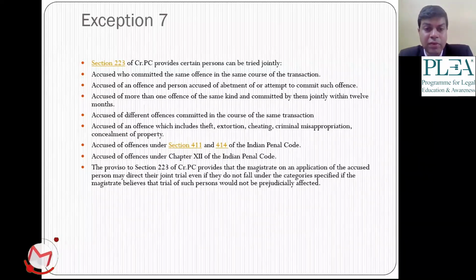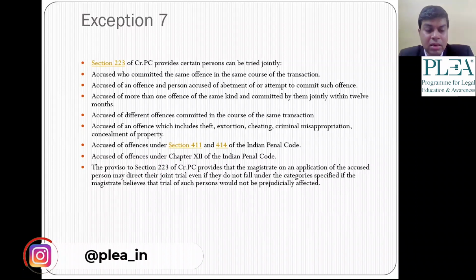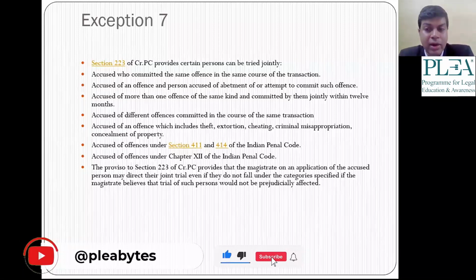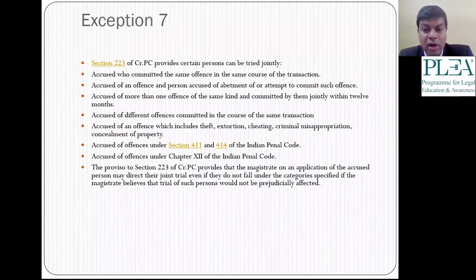Then where the accused are charged with offenses under sections 411 and 414 of the Indian Penal Code. Then the proviso to section 223 of the CrPC also provides that the magistrate, on an application of the accused person, may direct their joint trial even if they do not fall under the categories specified, if the magistrate believes that the trial of such person would not be prejudicially affected. So normally, if suppose there are two trials, the judge can direct that there should be a joint trial and it will be decided all together.